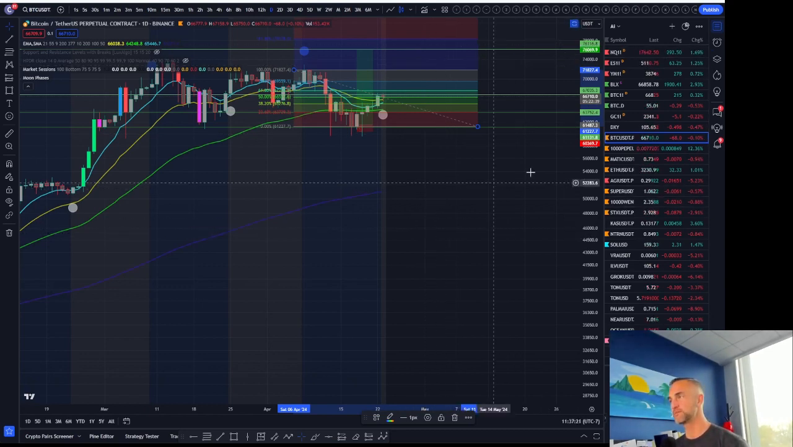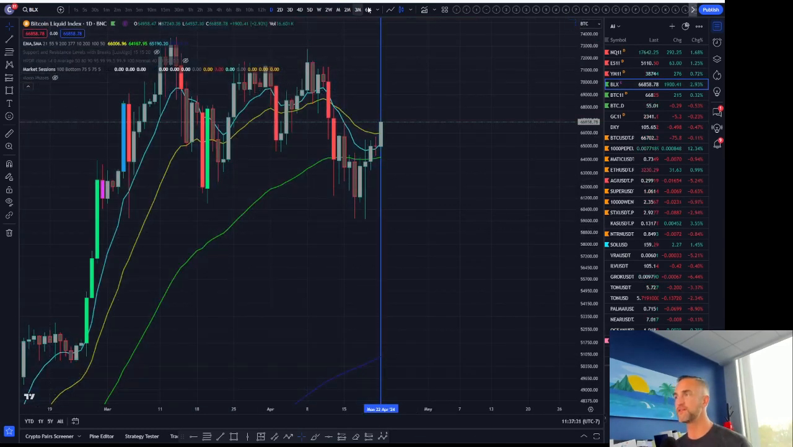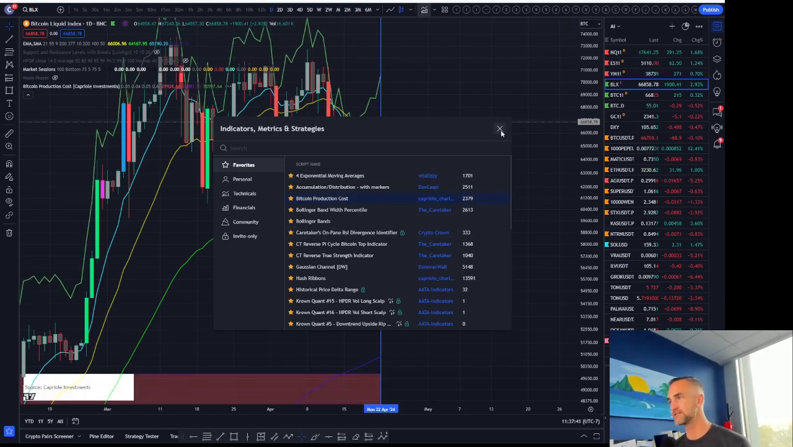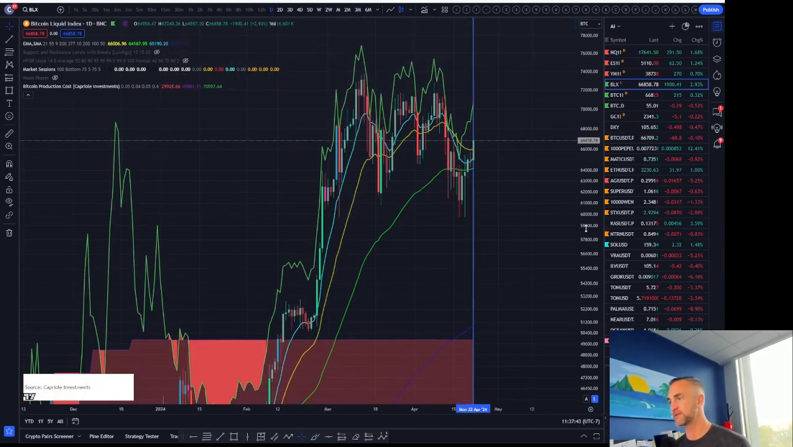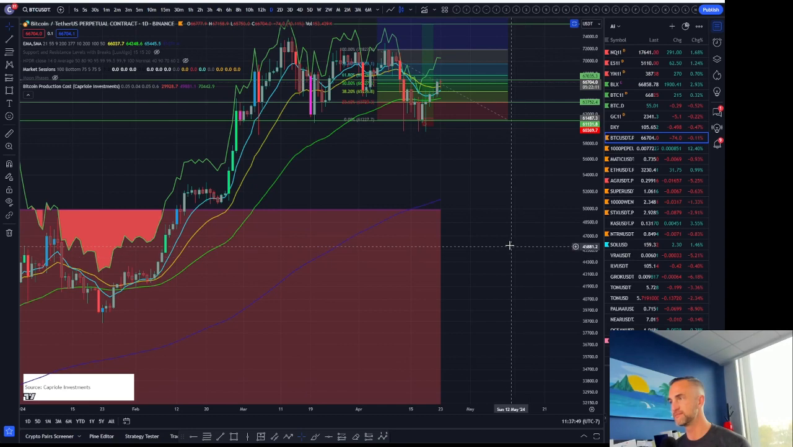What else did I want to bring up on Bitcoin here? Here's what I want to bring up on the BLX index. I'm going to get rid of the moon phases and show the Bitcoin production cost. We talked about this before the halving. We said, hey, look, after the halving, what's going to happen to the production cost? Well, it's going to go from $30,000 to where?